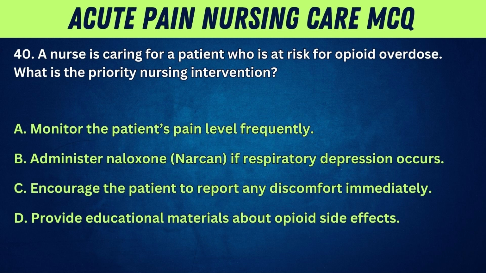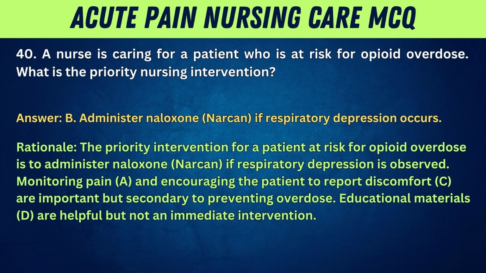40. A nurse is caring for a patient who is at risk for opioid overdose. What is the priority nursing intervention? A. Monitor the patient's pain level frequently. B. Administer naloxone (Narcan) if respiratory depression occurs. C. Encourage the patient to report any discomfort immediately. D. Provide educational materials about opioid side effects.